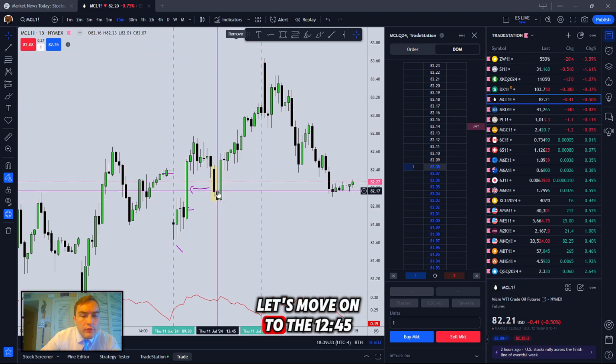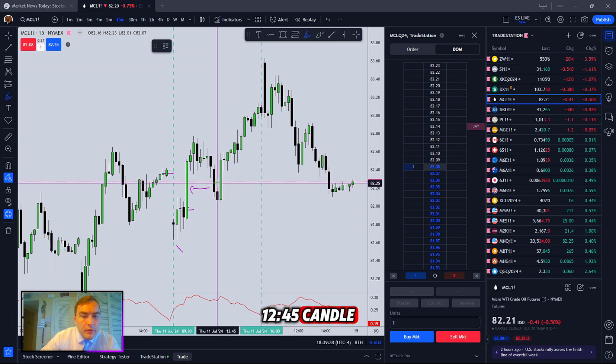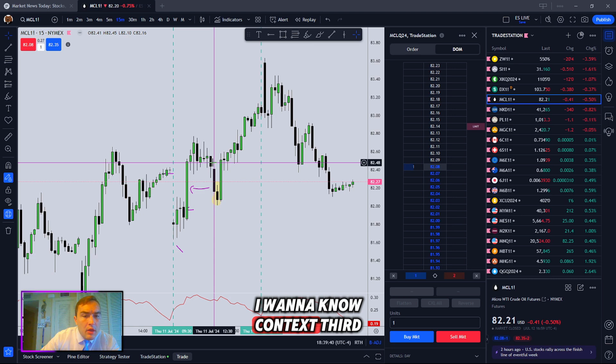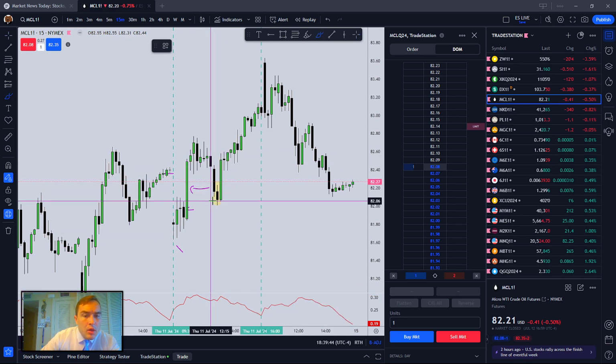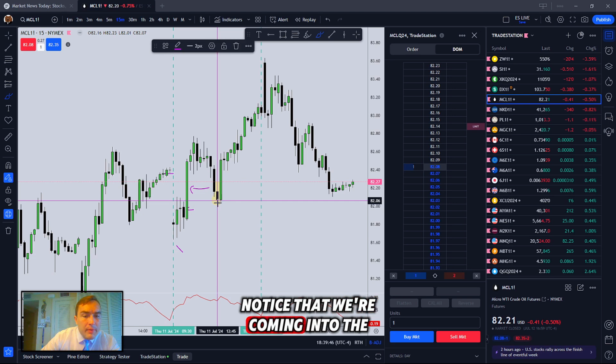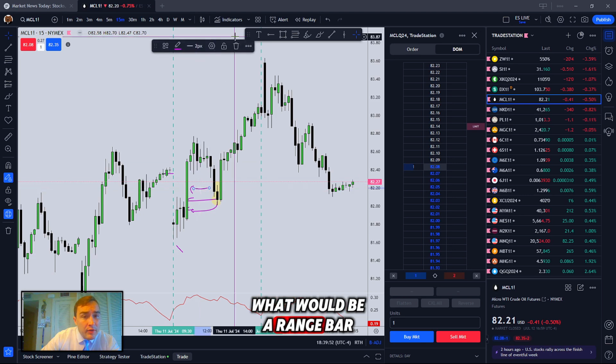Okay, let's move on to the 1245 candle, guys. We're going to move on to the 1245 candle. I want to know context. Third candle down and what has otherwise been an up day. Also, notice that we're coming into the ICT order block here, trading below the ICT fair value gap, or what would be a range bar.